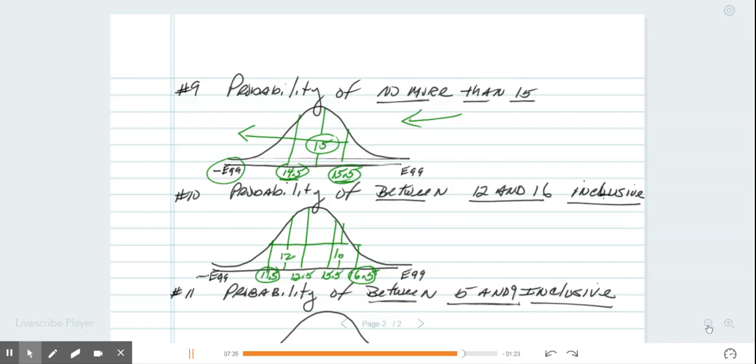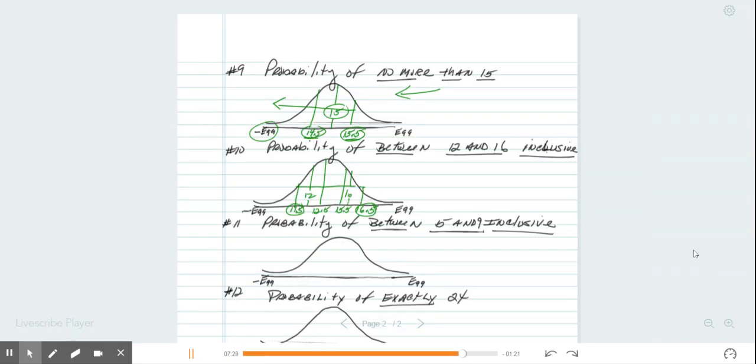Same idea. Here again, I don't think you'll see one like this on a test. Between 5 and 9, so I would draw a vertical line. This is 5, this is 9, and these are going to be 4.5 and 9.5. I would have everything in between. What I'm going to do is start at 4.5 to include 5, and then go all the way to 9.5 to include my 9.